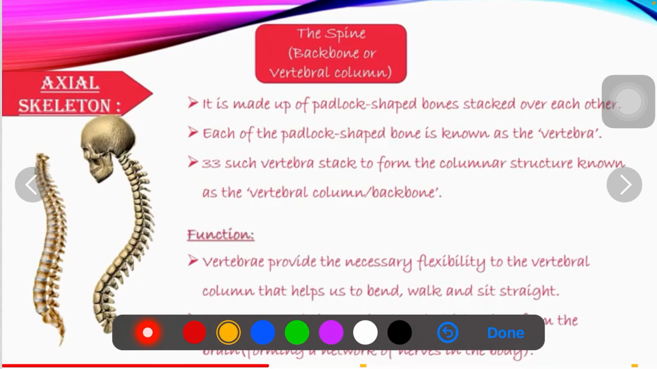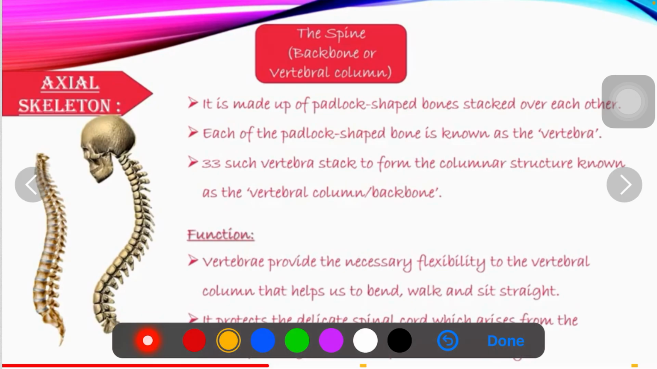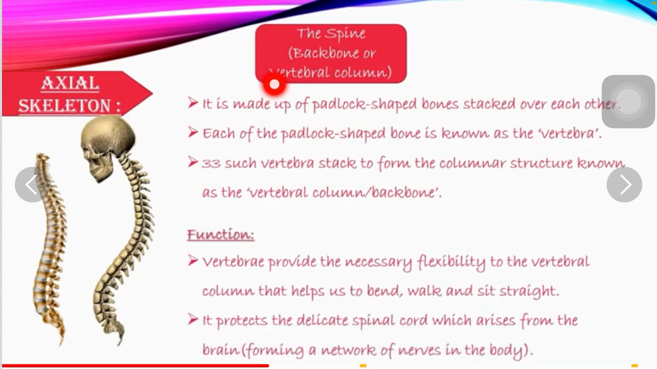Next is the spine, that is backbone or vertebral column. Student, this is made up of padlock shaped bones stacked over each other. Do you see this? This is padlock shape and they are stacked over each other. Each of the padlock shaped bone is known as vertebra. What do we call each bone? Vertebra. 33 such vertebra stacked to form the columnar structure known as vertebral column, that is backbone. How many bones are here? 33.